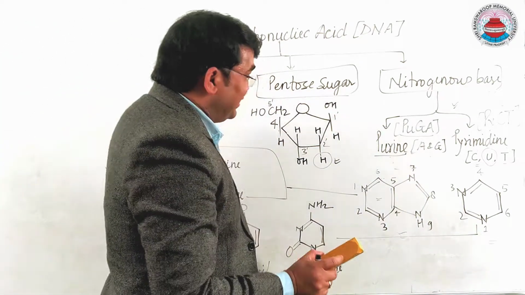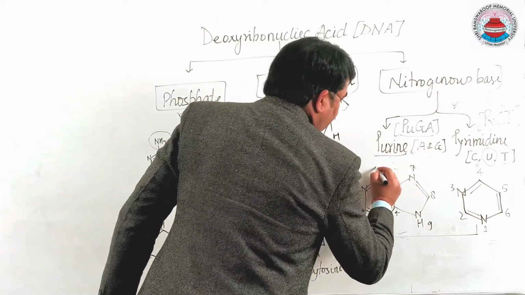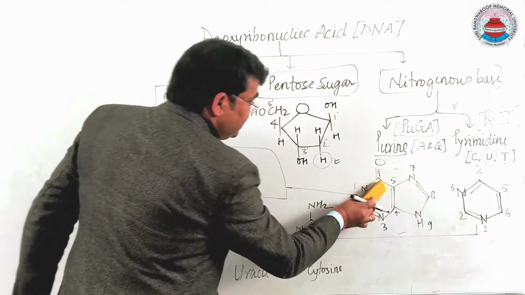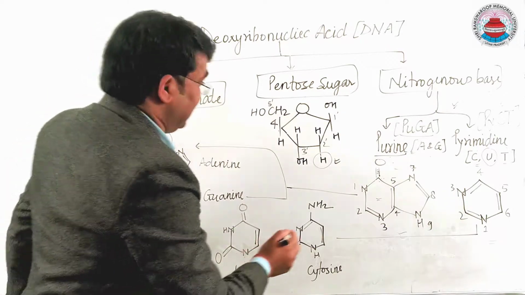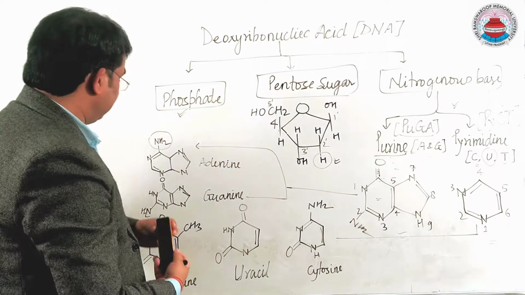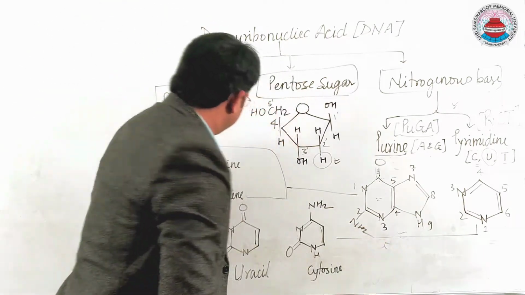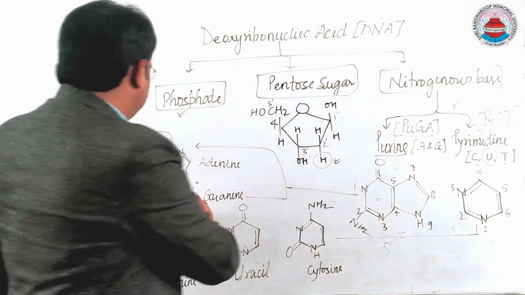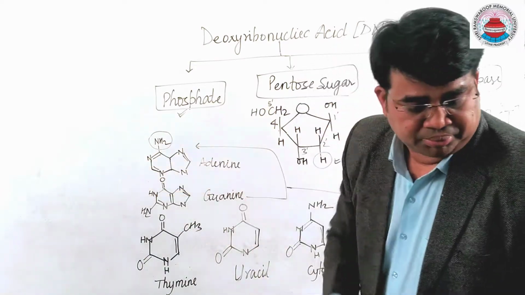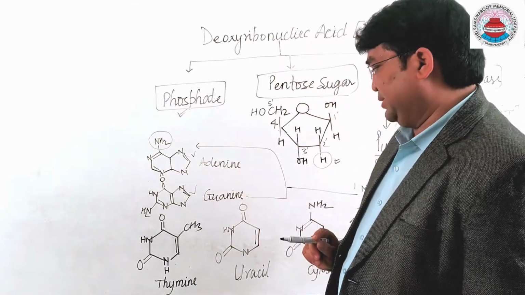Now if you add oxygen here, this double bond will go and you add an amino group here. In this way it will form guanine. You can see here the structure of guanine, the double bonded oxygen and an amino group. So this is guanine and this is adenine.